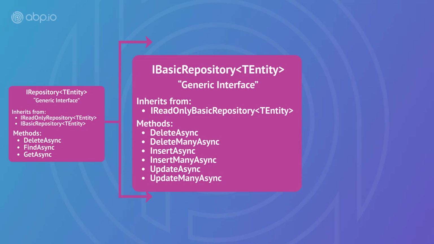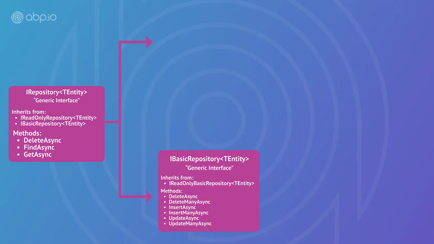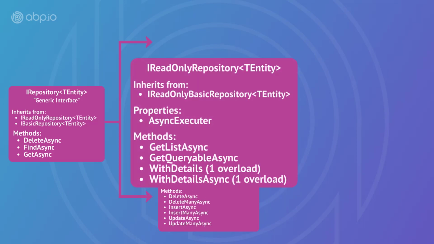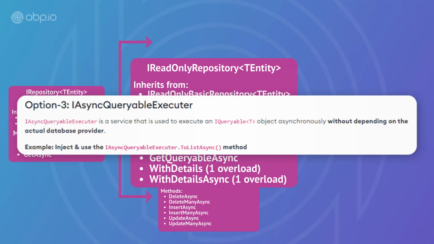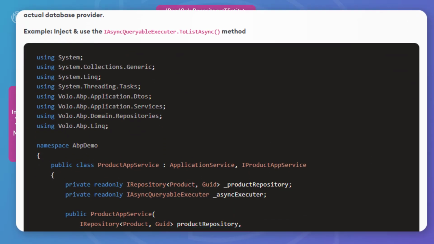The IBasicRepository has got these methods, the DeleteAsync, InsertAsync, and UpdateAsync, and the DeleteManyAsync, InsertManyAsync, and UpdateManyAsync, which are methods that perform bulk operations in the database. The IReadOnlyRepository of the TEntity has got these methods, the GetListAsync, GetQueryableAsync, WithDetails, and WithDetailsAsync. It's also got a property, which is the AsyncExecuter, since we cannot always use all the async extension methods when we're using the application startup template. We've got a few solutions to work around this issue, and one of them is by using this AsyncExecuter. And you can read more about it in the document. It's not our main course.